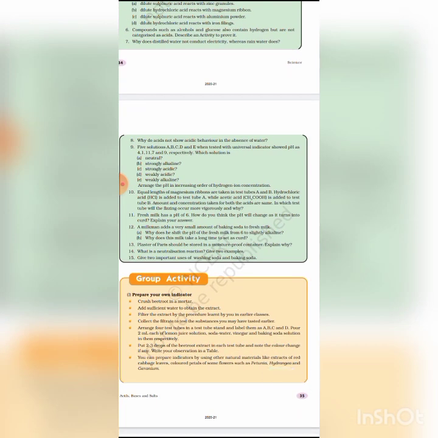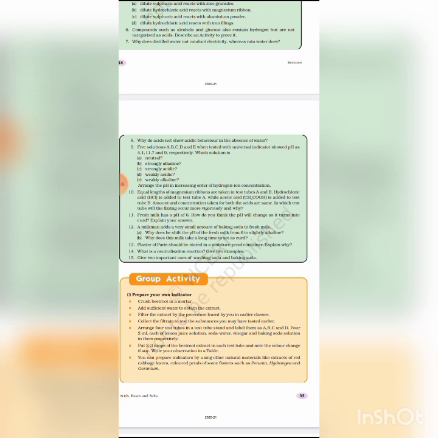Equal lengths of magnesium ribbon are taken in test tubes A and B, and hydrochloric acid is added to test tube A, while acetic acid is added to test tube B. In which test tube will the fizzing occur more vigorously and why? Student, we know that hydrochloric acid is a strong acid and acetic acid is a weak acid. Being a strong acid, hydrochloric acid solution contains a much greater amount of hydrogen ions. Due to this, the fizzing will occur more vigorously in test tube A.